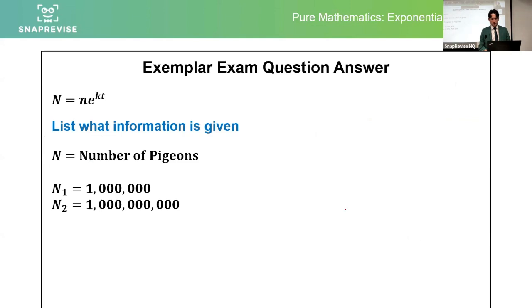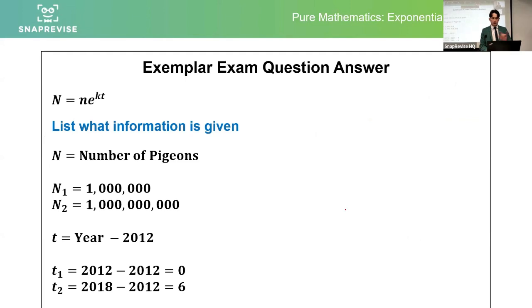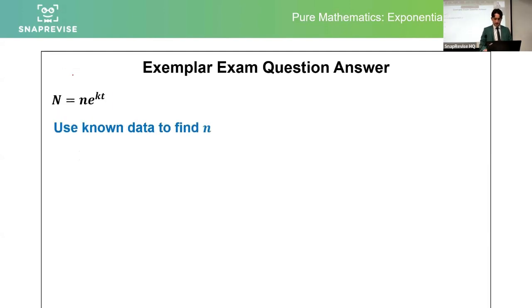Right, so the information that we're given. The initial value we're told is 1 million. The second value we're told is 1 billion. The time that's passed is 6 years. So we can lay that all out. Setting this stuff out will help us set up the question. And we know we're dealing with a model like this.